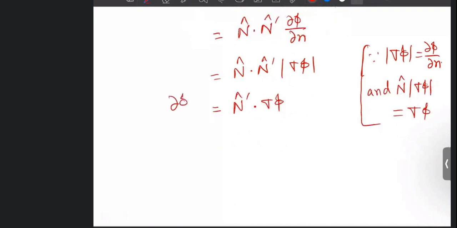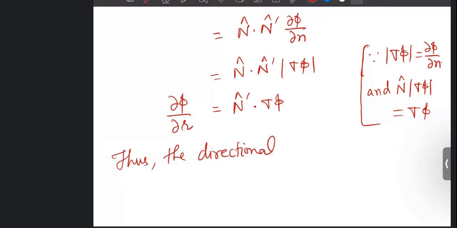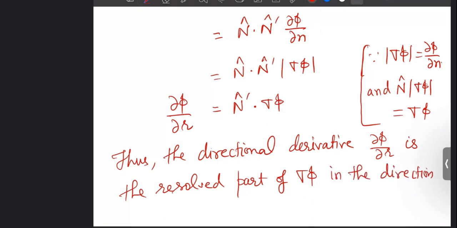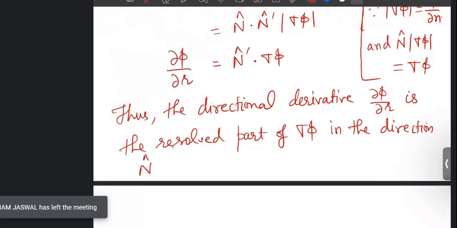This is the calculation of the directional derivative. Thus, what we conclude, thus the directional derivative, that is dφ upon dr, is the resolved part of del φ in the direction of unit vector n̂.